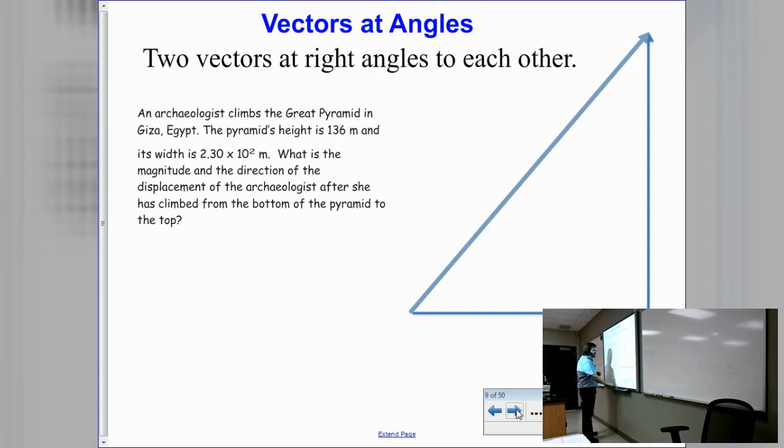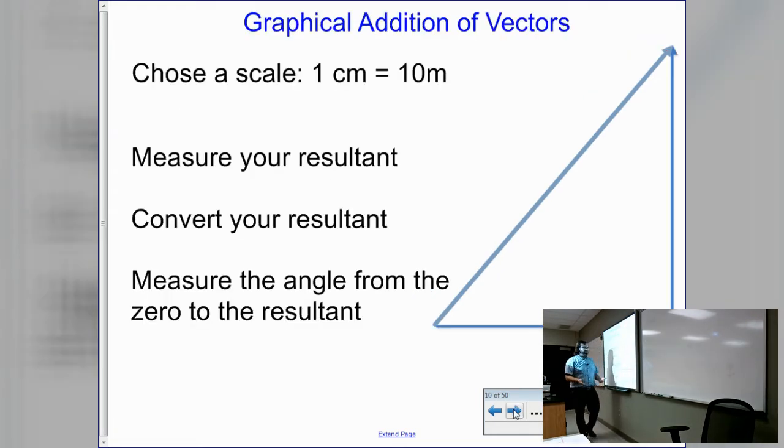So basically, again, starting here at the bottom of the pyramid and climbing to the top of the pyramid, what's his overall resultant displacement in position? Now, if we're doing this graphically, we would need to set up a scale, in which case maybe we would set 1 centimeter equaling 10 meters on the real pyramid.